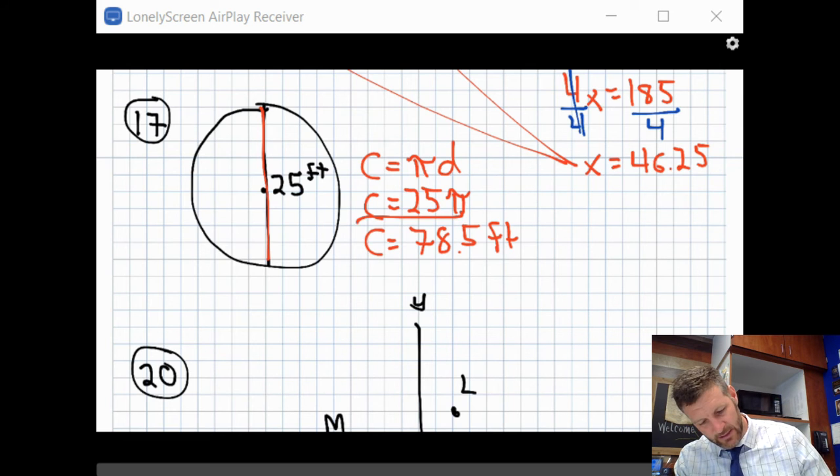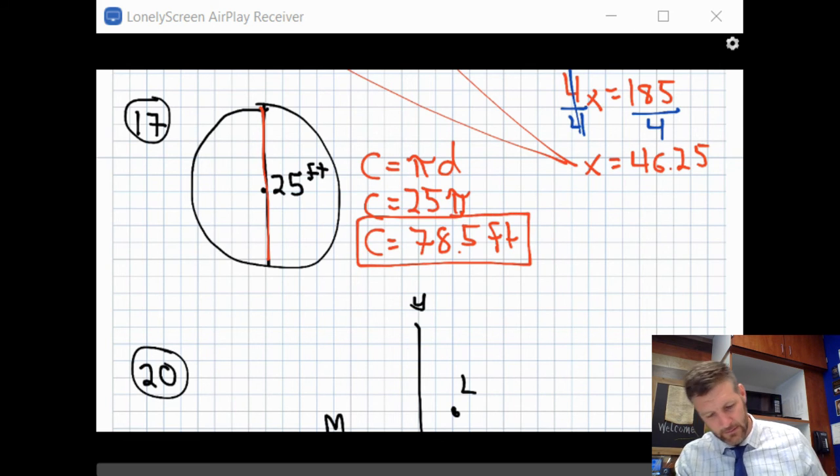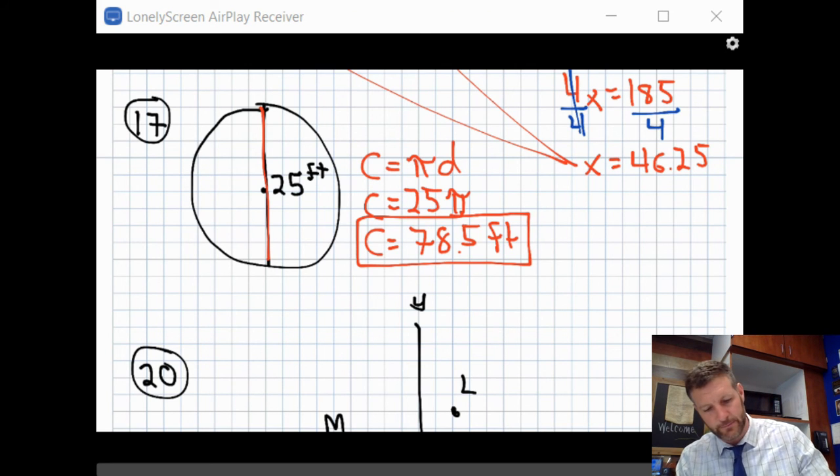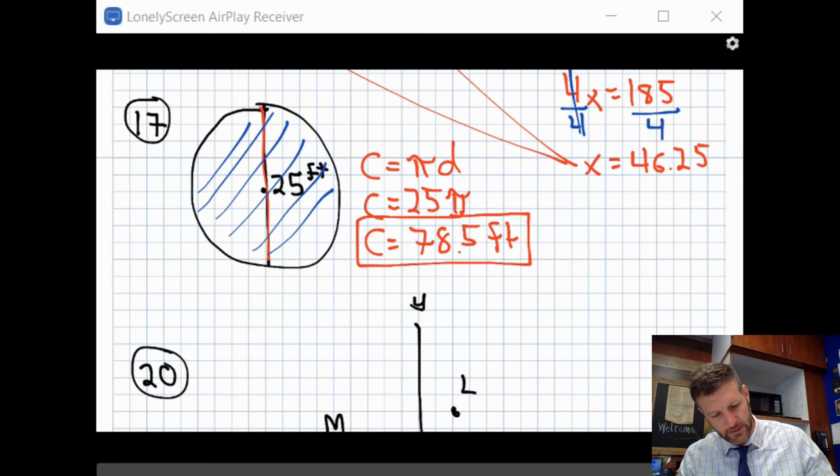All right, check my answer. That is correct. So notice again, circumference is a linear distance, not feet squared. That's for area, which we'll do next. So area is how much space this circle takes up if it has a diameter of 25 feet.